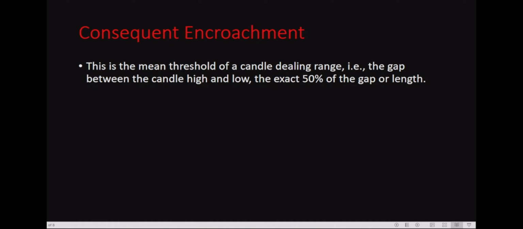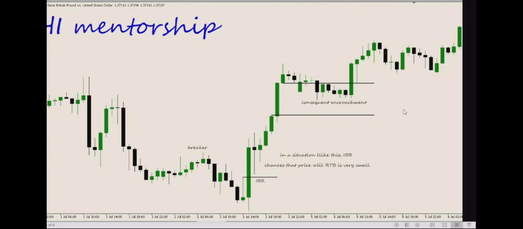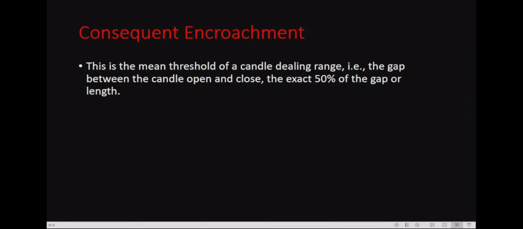Now this was a mistake. Let me correct it. All right. So whenever you're looking at the 50% of a particular gap, then that is the consequent encroachment, and we will be considering the candle's open and then the candle close, not the high or the low. When you're talking about the high and the low, then you're looking at the wicks, but we are not looking at the wick in this instance.